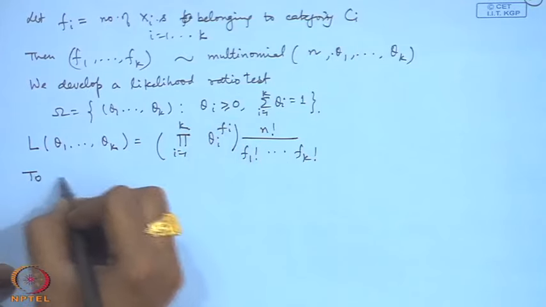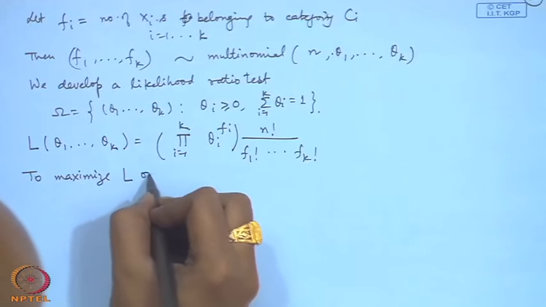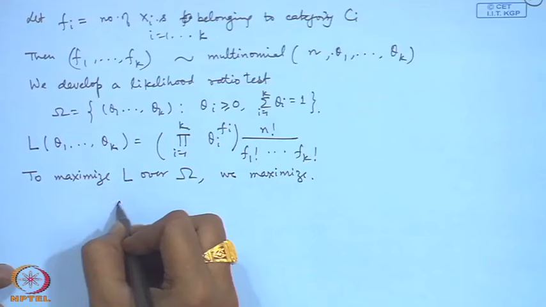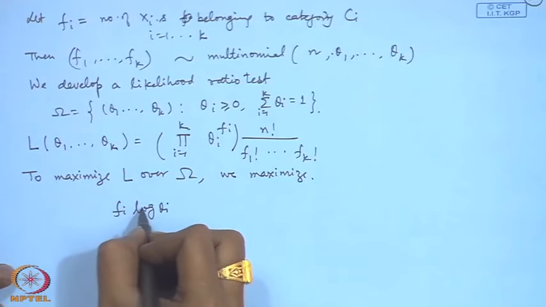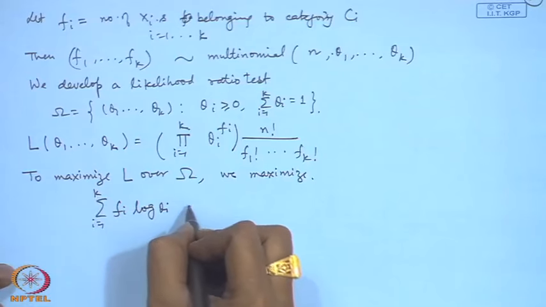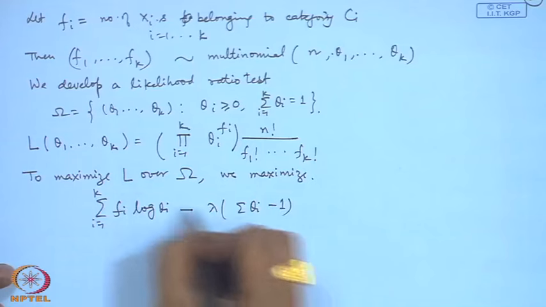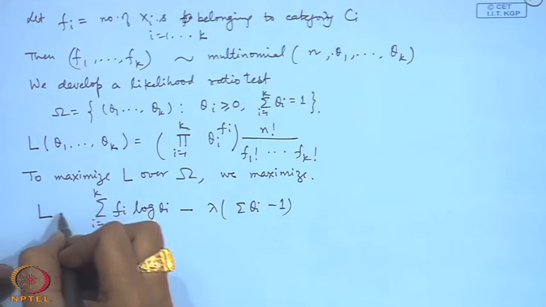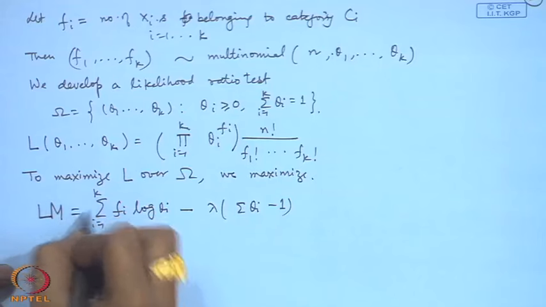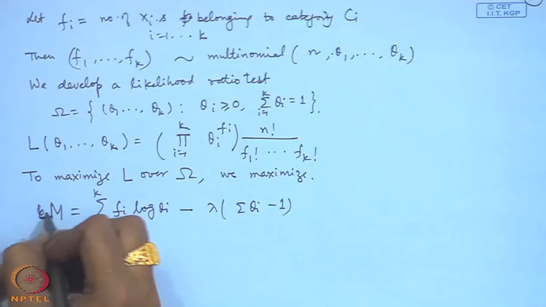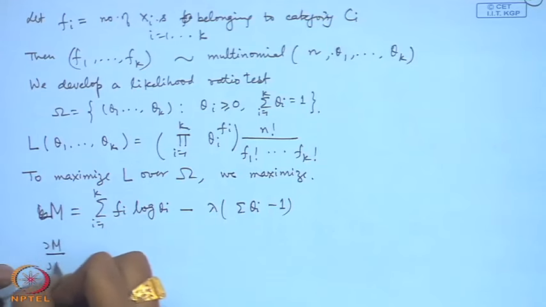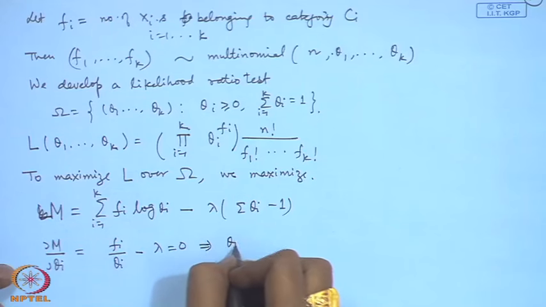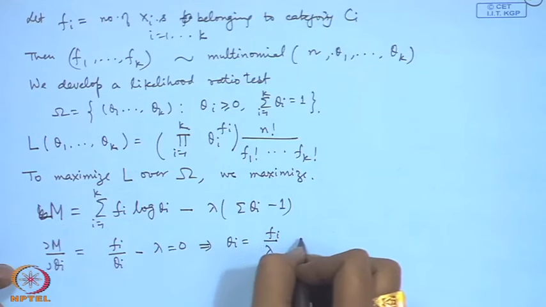So, to maximize L over the parameter space omega, we maximize the sum of f i log theta i, i equal to 1 to k, subject to the condition that summation theta i is equal to 1. So, we introduce a Lagrange multiplier, say lambda. That means we differentiate with respect to each theta i, then I will get f i by theta i minus lambda equal to 0, that gives me theta i is equal to f i by lambda for i is equal to 1 to k.